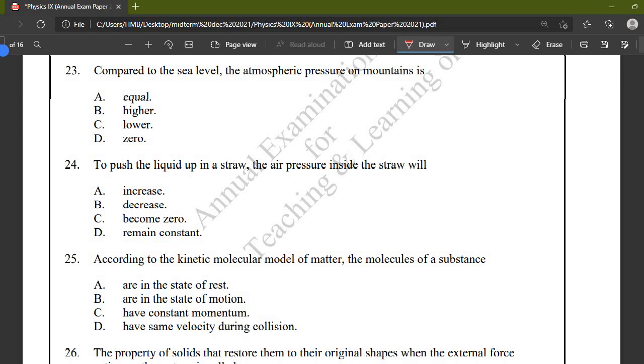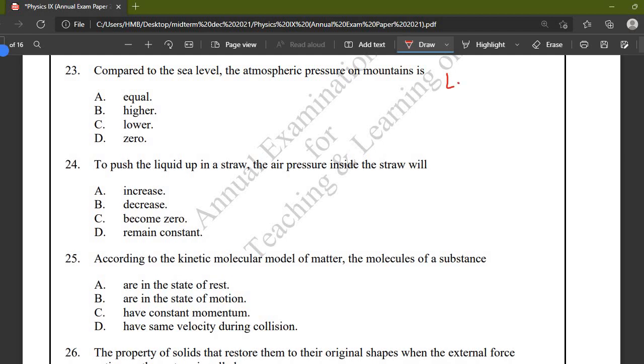Compared to the sea level, atmospheric pressure on the mountain is lowered because as we go up above the surface of Earth, the atmospheric pressure decreases because the concentration of gases decreases while moving upward. At a point where the concentration becomes zero, the atmospheric gases vanish and the atmospheric pressure becomes zero. So the correct answer for 23 is option C, that the atmospheric pressure will be lowered above the surface of the Earth.